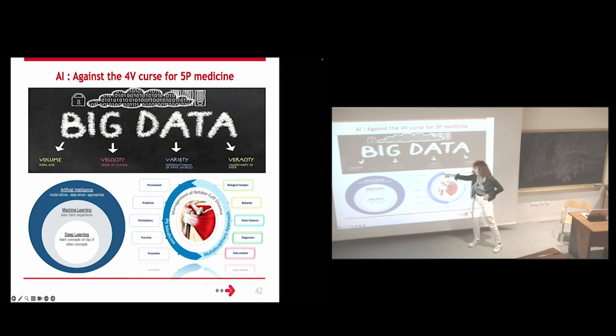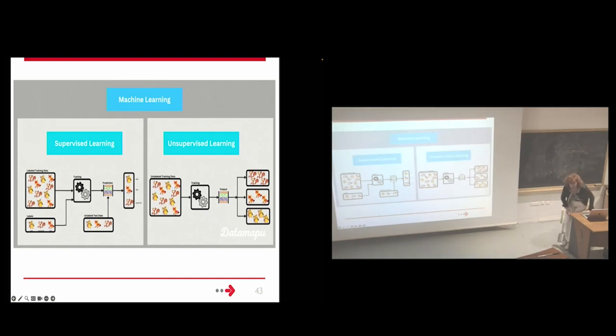So you have to deal with these 4Vs to obtain what we call 5P medicine. 5P medicine is personalized, predictive, participatory, precision and preventive medicine, and we can also add finally a 6th P, which is the P of proof. And to deal with all this information, of course, you need artificial intelligence, that is to say machine learning, and more precisely deep learning. So, just a reminder, because I suppose that you already know that, about machine learning. Mainly you have two kinds of machine learning, supervised and unsupervised. Of course, you also have semi-supervised and other kinds of learning, but the two main families are supervised and unsupervised.